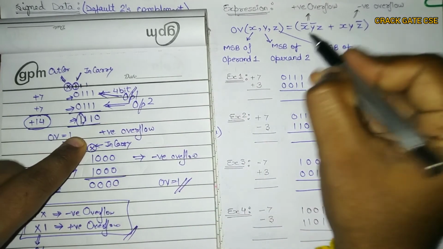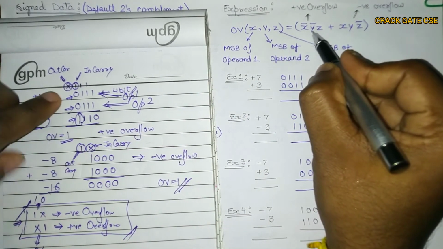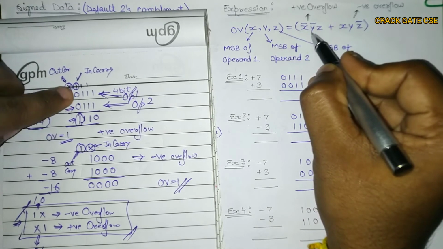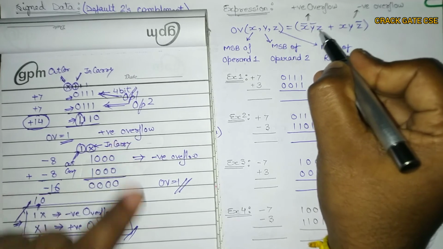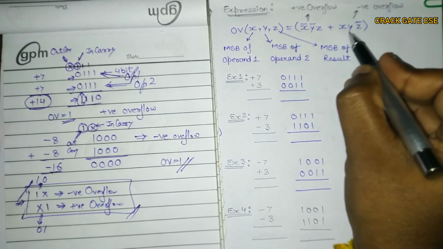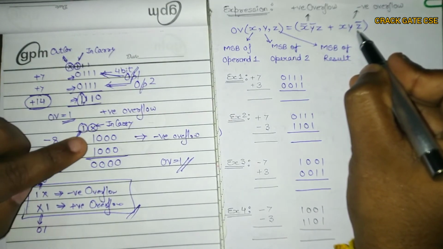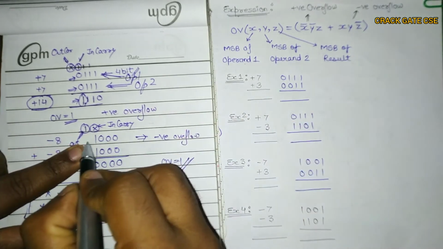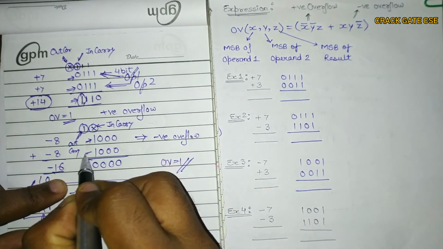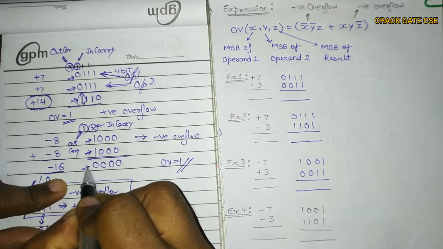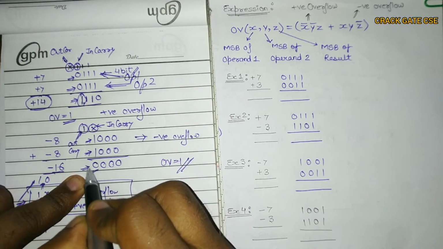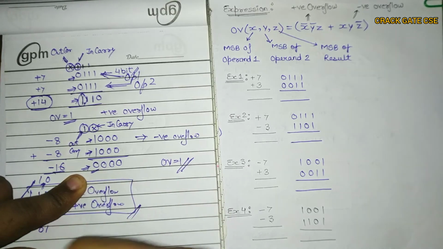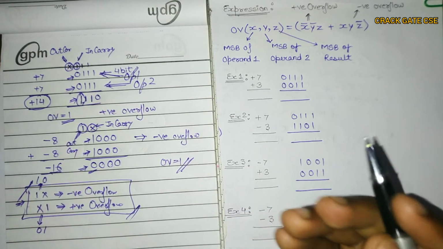If X and Y are 0, you can see these are 0, and Z is 1, then it is positive overflow. And if X and Y are 1 and Z is 0, like this, where X is the MSB of the first operand, Y is the MSB of the second operand, and Z is the MSB of the result, so X is 1, Y is 1 and this is 0, then it is negative overflow. So this is the pattern you should be aware of.